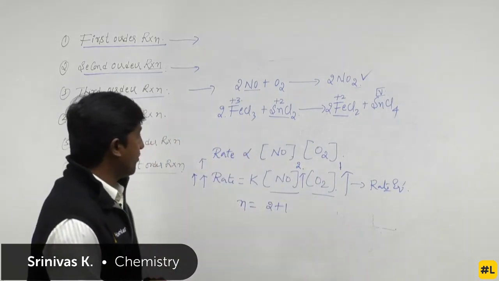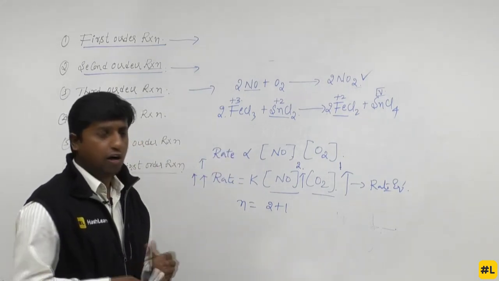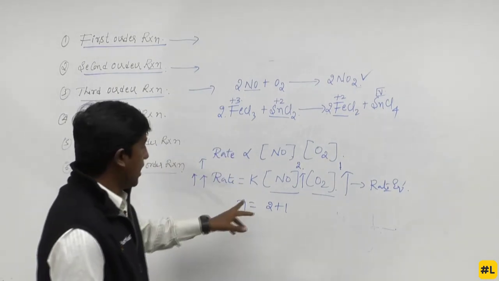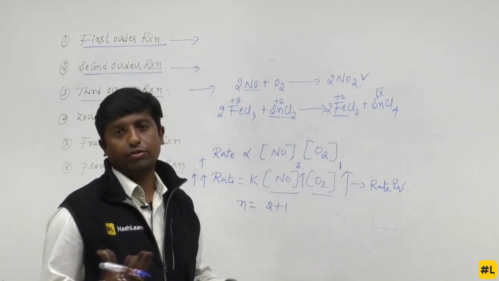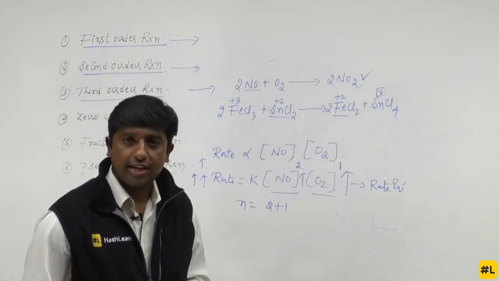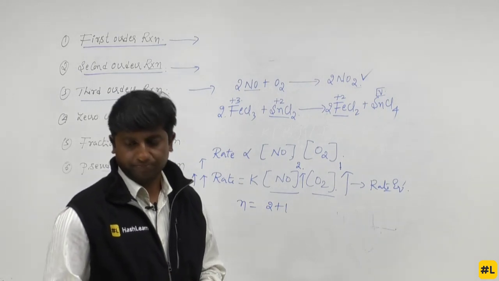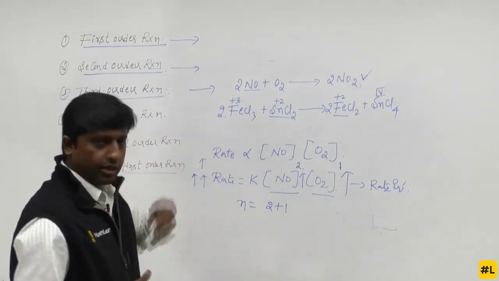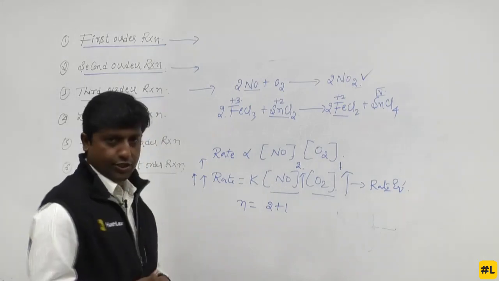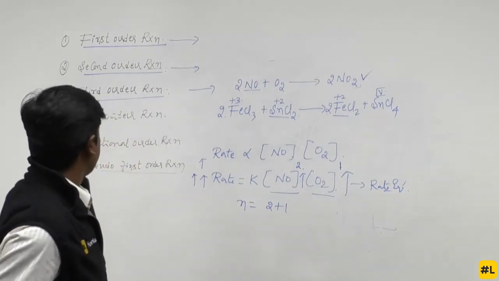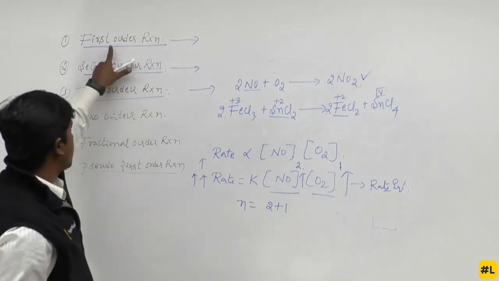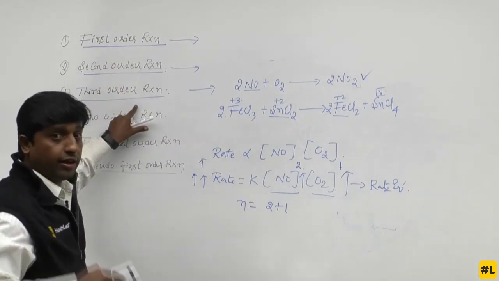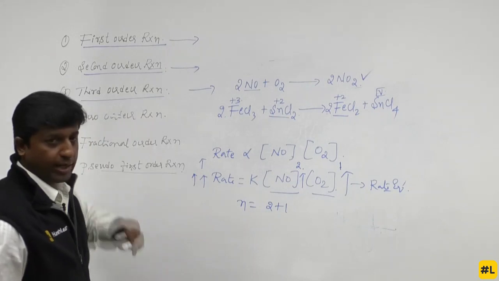So this is an example of a third order reaction. How can we define a third order reaction? A reaction in which the sum of the powers of the concentration terms is equal to 3. Such reactions we call third order reactions. These two are the examples for third order reaction. Next, I will go to the zero order reaction. First order, second order, third order, I am explaining with examples here.